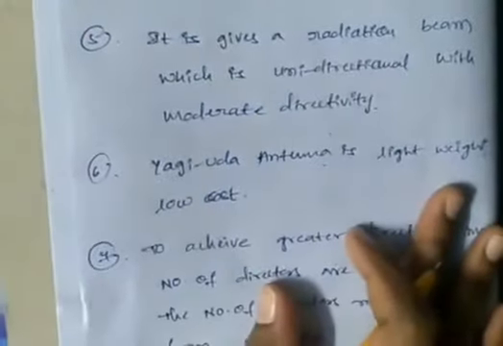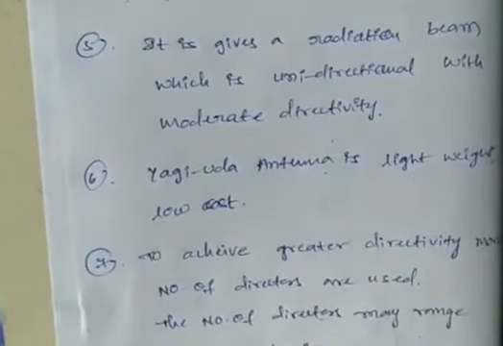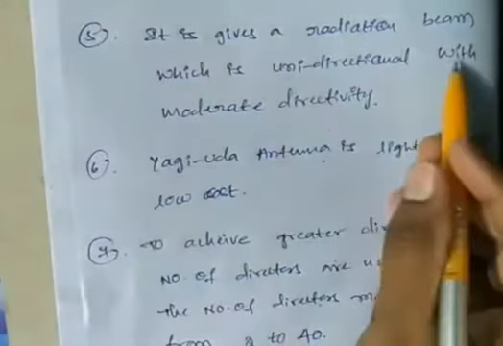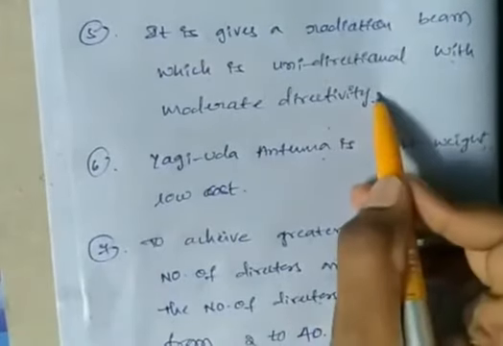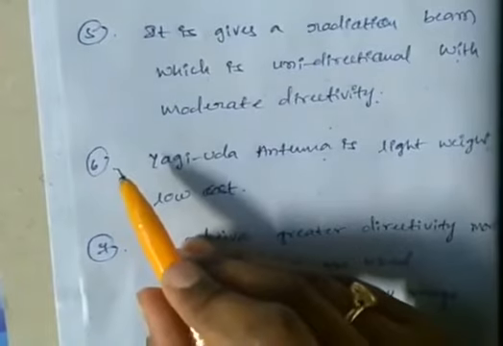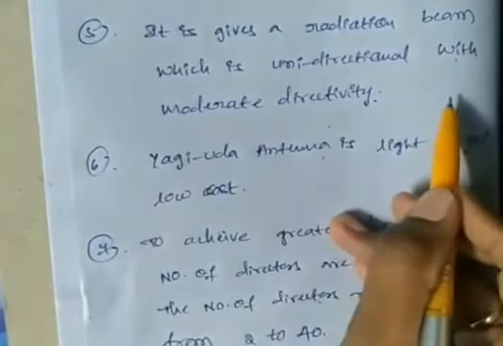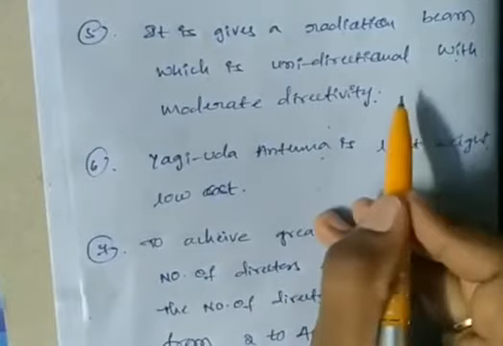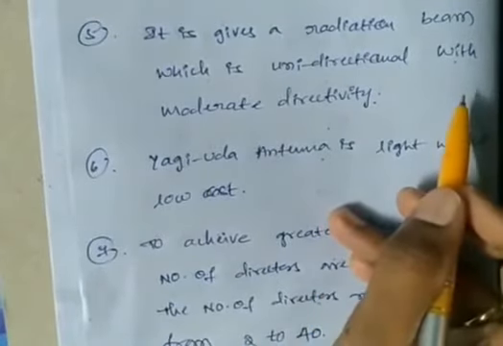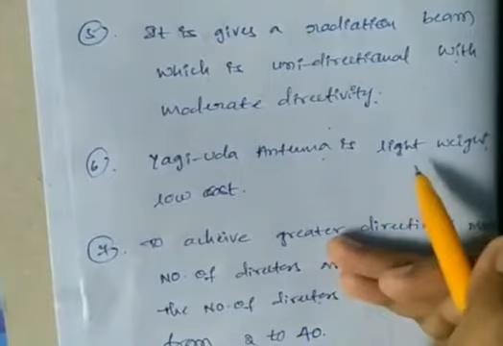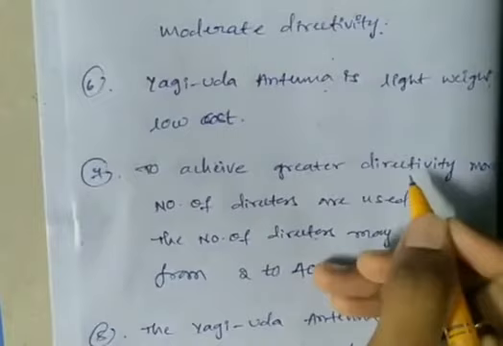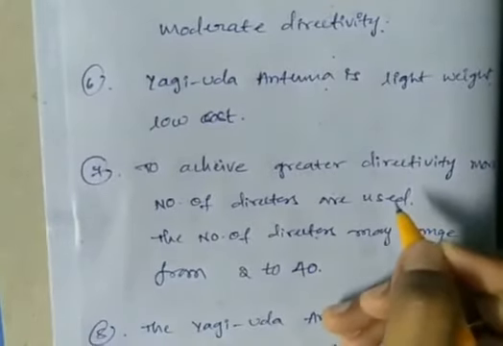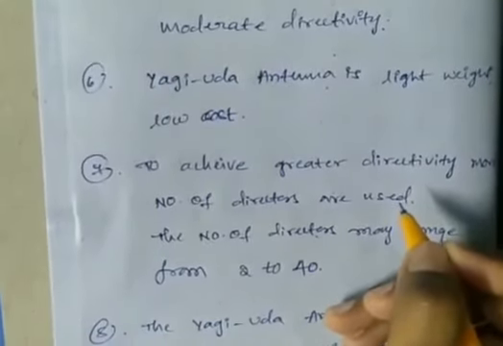And here, the next characteristic is, as I already told you, the Yagi-Uda antenna gives a unidirectional pattern. With the three elements, we obtain moderate directivity. Whenever we increase the number of directors in the beam direction, we get higher gain and higher directivity. Generally Yagi-Uda antennas are low cost and light weight, and for obtaining greater directivity or greater gain, the number of directors is increased in the beam direction.